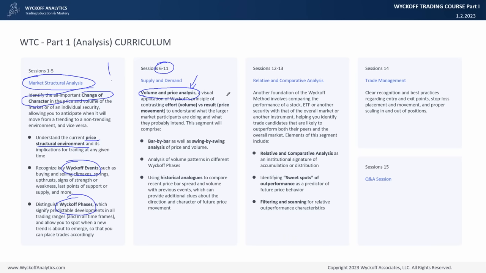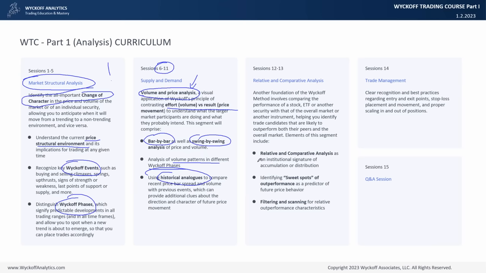And in there, we'll be mostly talking about effort versus result. We'll talk about the bar by bar or VSA analysis. We'll talk about swing by swing analysis and some other volume related case studies, like volume patterns during the Wyckoff phases, and how could we use the analogs for comparative purposes.